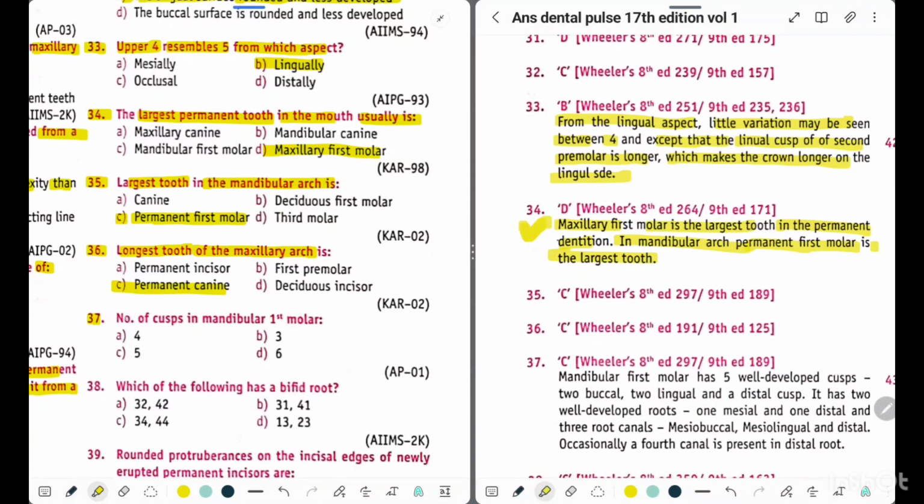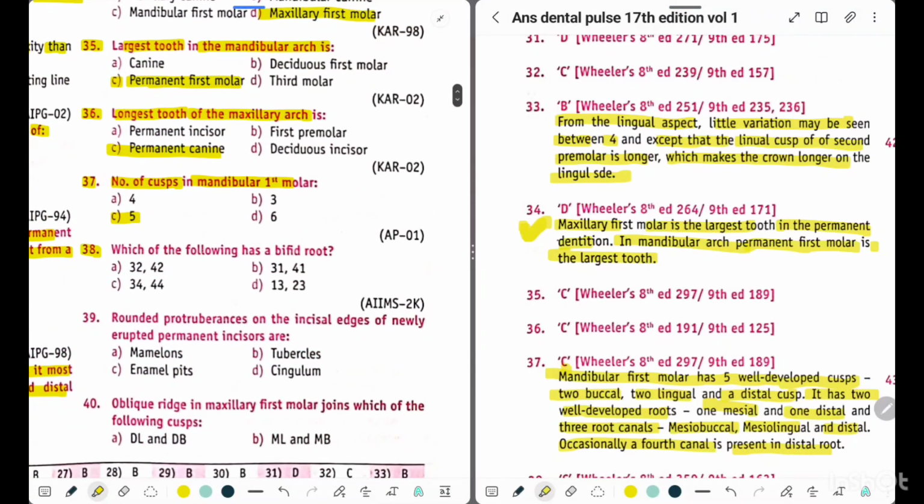Now question 37. Number of cusps in mandibular first molar is? Answer is C, 5. Mandibular first molar has 5 well developed cusps, 2 buccal, 2 lingual and a distal cusp. It has 2 well developed roots, 1 mesial, 1 distal, and 3 root canals: mesiobuccal, mesiolingual and distal. Occasionally a 4th canal is present in the distal root.